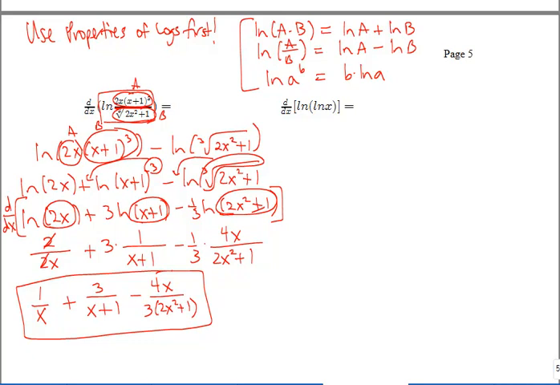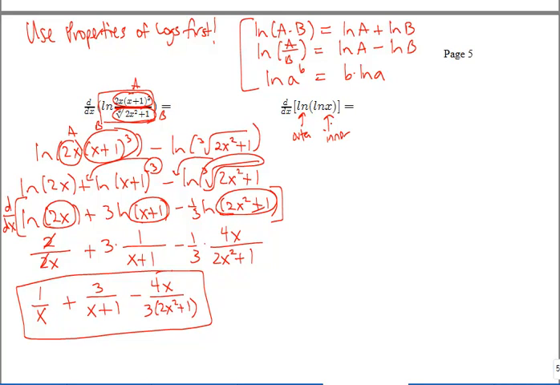Okay, let's take a look at this next example. This is a pretty common example. We want the derivative of the ln of ln x. So our derivative is going to require realizing that I have two functions nested within each other. This ln is my outermost function, and then this ln is my innermost function.